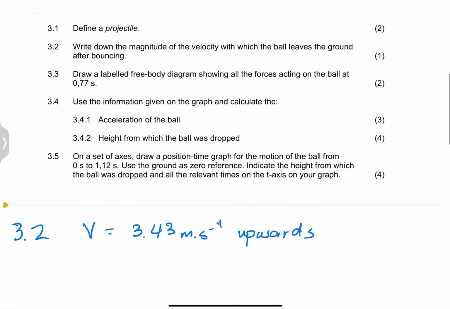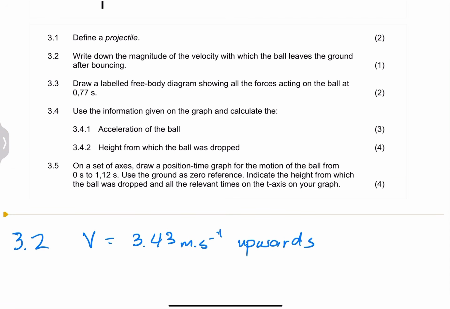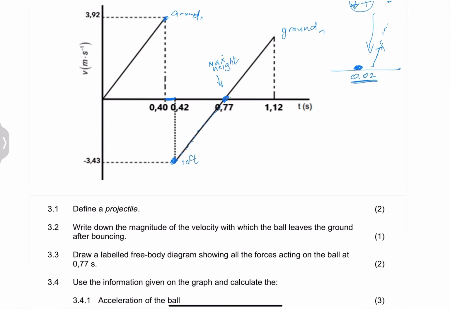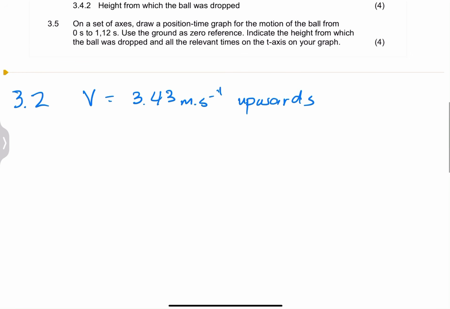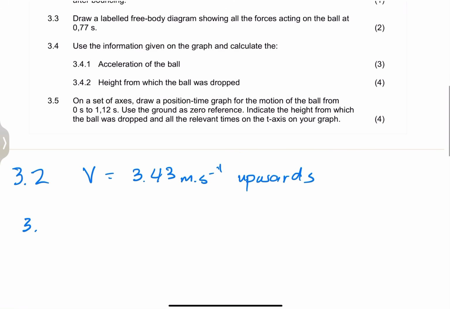Then they say to us, draw a labeled free body diagram of all forces acting on the ball at 0.77 seconds. This is when we reach the maximum height. Please remember, when we get to maximum height, it doesn't matter where the motion of the ball is, what are the forces that are acting? It's always going to be just the one force, and that is gravitational force. The only time where there's more than one force is when it gets in contact with the ground. So in this case, for 3.3, we're going to have just the one.